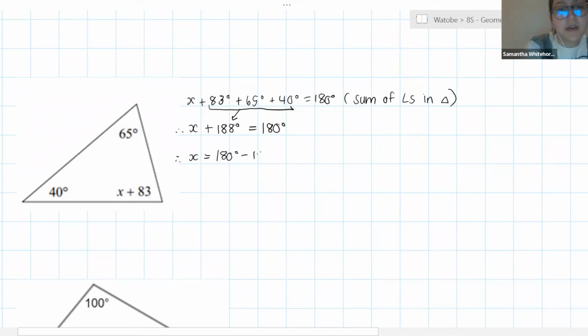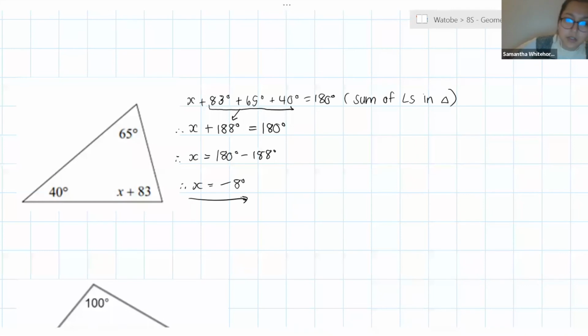Now, guys, remember, we don't often work with negatives, but it can happen. And so in this case, it needs to be negative 8 in order to ensure that all of our angles in our triangle add up to 180 degrees. Alrighty, thank you, Palesa. Welcome.